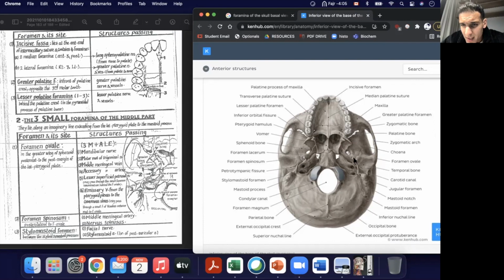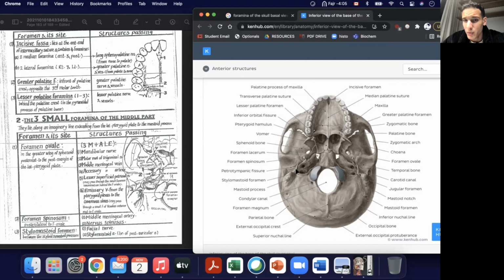So you have ovale, spinosum, and then you have the stylomastoid foramen. It's between the mastoid process and the styloid process, which is why it's called the stylomastoid foramen. It's found on both sides. Those are the smallest ones within the middle region.